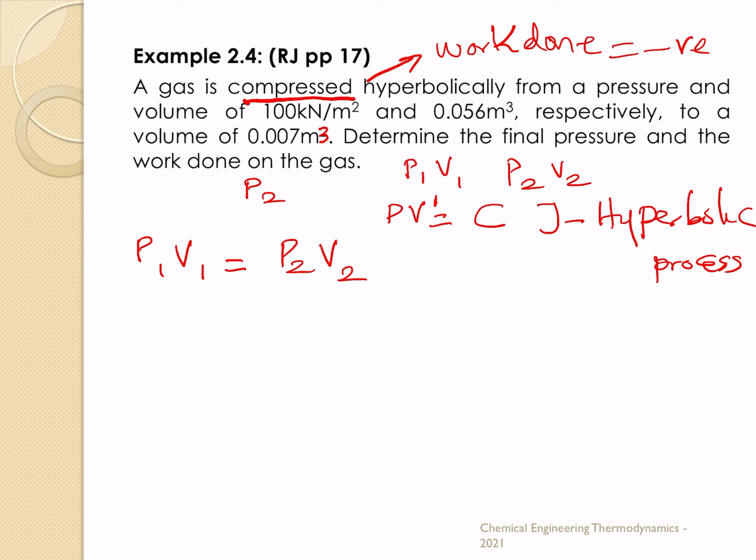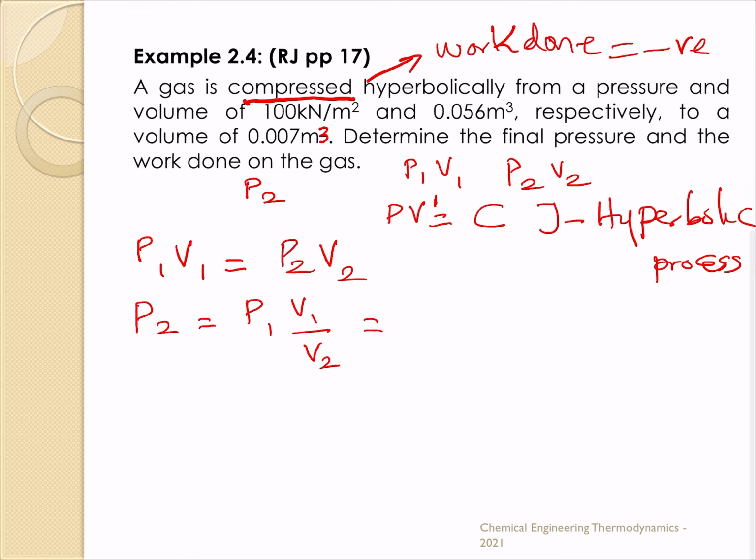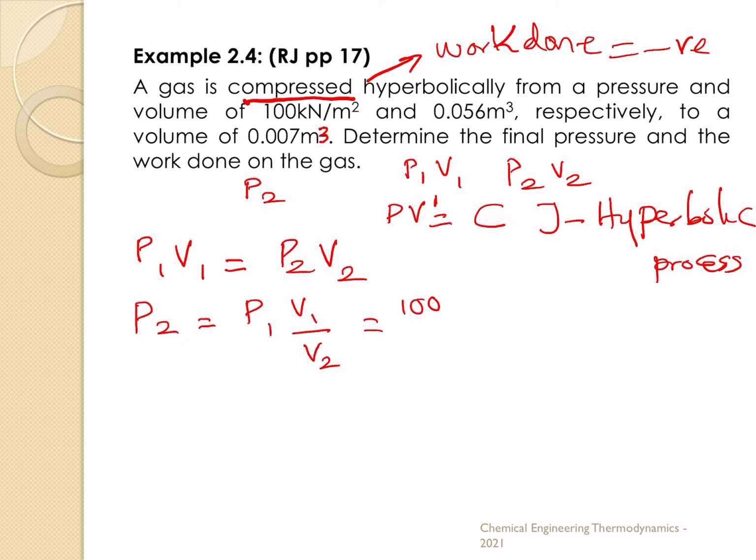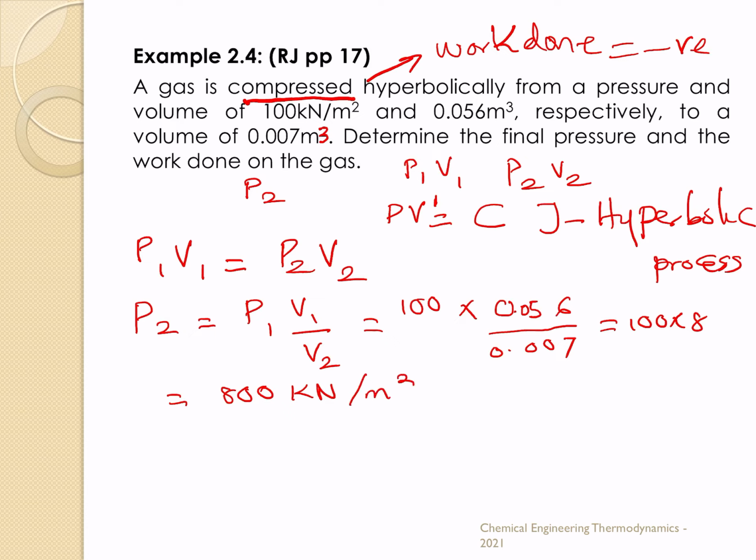So moving on, it's P that we're looking for, right? We're looking for P2. So let's make P2 the subject of the formula. So P2 equals P1 V1 over V2. Let's put that in. P1, which is 100 kilonewton per meter squared, times 0.056 divided by 0.007, equals 800 kilonewton per meter squared. So you see that even though I didn't write 1000 there, it's here. So kilonewton per meter squared.